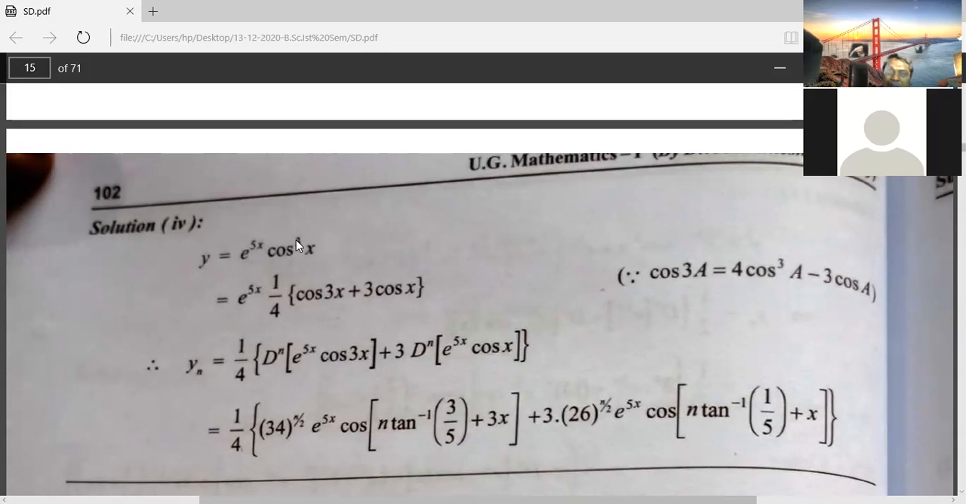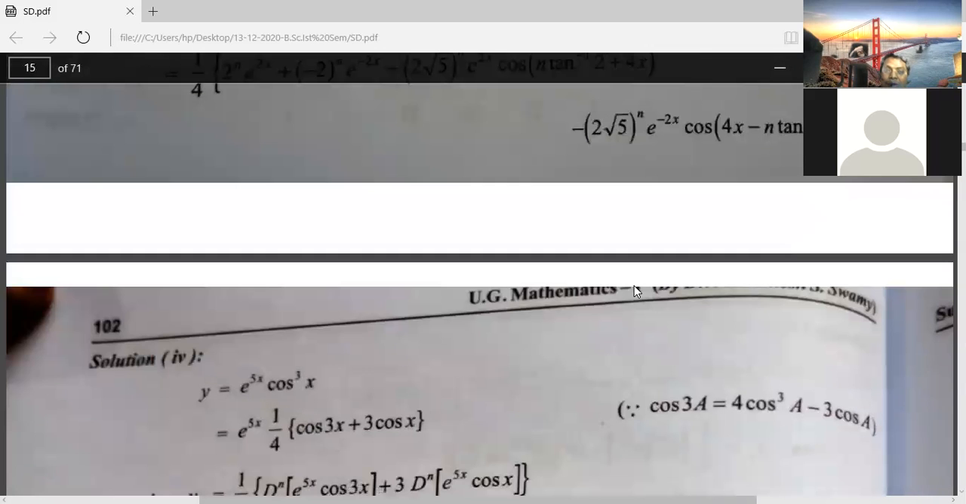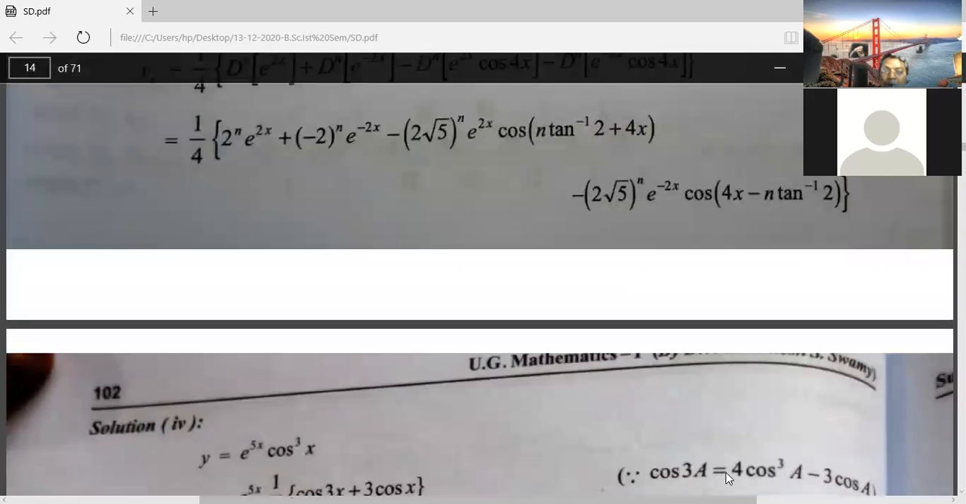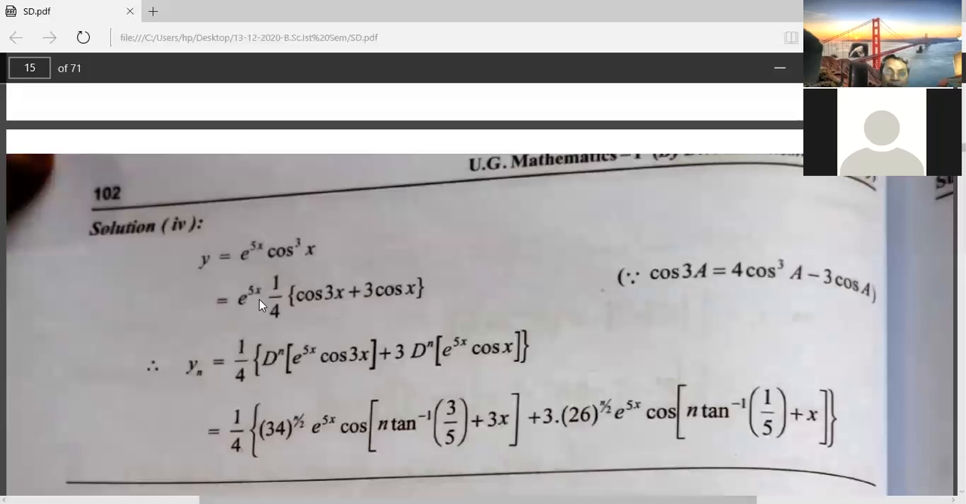But cube is there. That's why here you have to write cos 3x equal to 4 cos cube x minus 3 cos x. By using that, you can write cos cube x equal to cos 3x plus 3 cos x by 4. Now open the bracket here. If you open the bracket, how much do you get? e to the power 5x into cos 3x, 1 by 4 of course is there as a multiple. Now e to the power 5x into cos 3x plus e to the power 5x into cos x into 3 you are getting here. Okay.